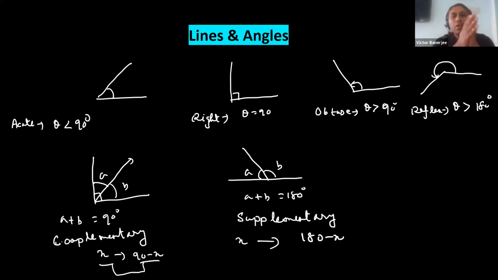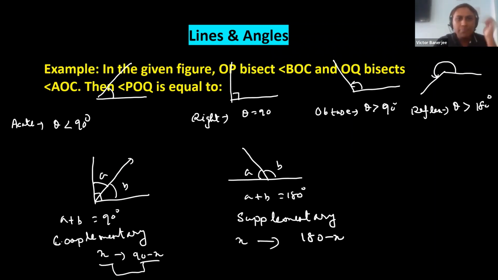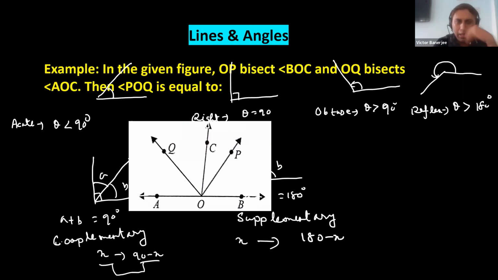Done. Now, just a second. Look at this question that they have given. In the given figure, OP bisects angle BOC and OQ bisects angle AOC. Then angle POC is equal to which of the following? Okay, I'll come back to this question.